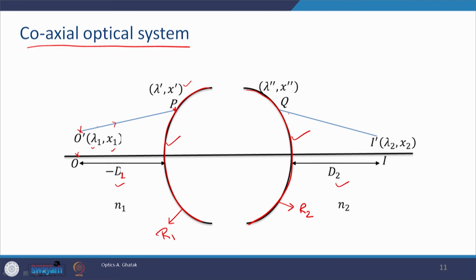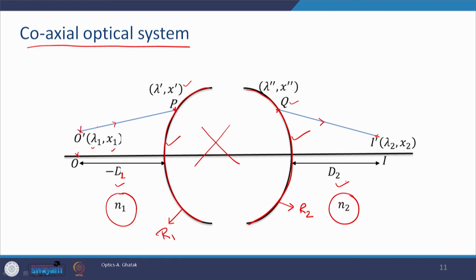Similarly, we do not know what is happening inside this black box, no information is given, but the ray emanates from point Q here, and the coordinate of point Q is lambda double prime, x double prime, and then the ray comes to the image point I prime whose coordinates are lambda 2, x2. The refractive index of the medium on the left hand side of the optical system is n1, while the refractive index of the medium on the right hand side is n2. These pieces of information are given.